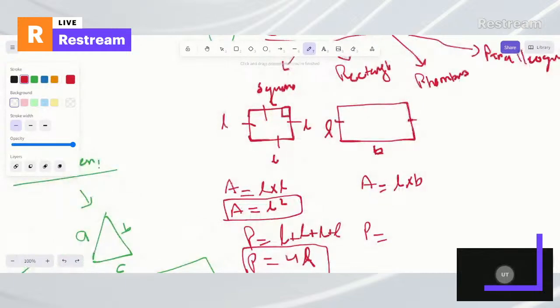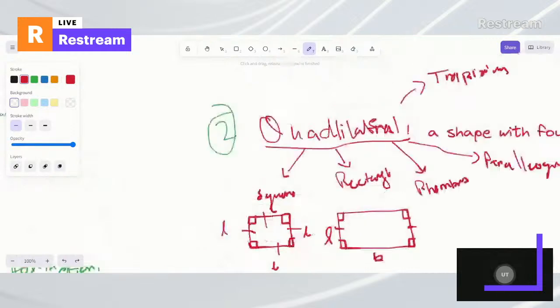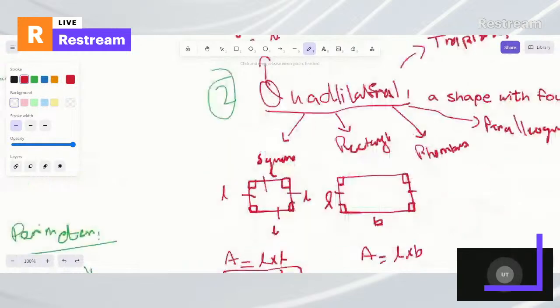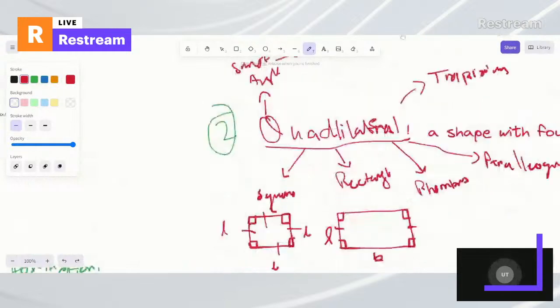One thing I missed over here: the corners are 90 degrees. In a square the corners are 90 degrees, and in a rectangle the corners are also 90 degrees. That shows that if I add all the angles of a quadrilateral, the sum of angles is always going to be 360. Multiply 90 by 4 and you get 360. So that's the sum of angles.